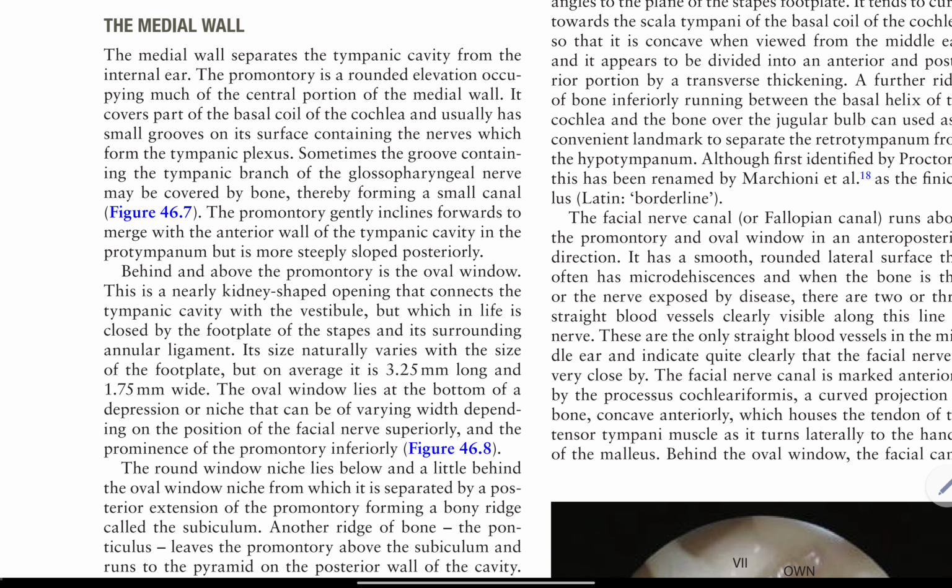The medial wall. The medial wall separates the tympanic cavity from the internal ear. The promontory is a rounded elevation occupying much of the central portion of the middle medial wall. It covers part of the basal coil of the cochlea and usually has small grooves on its surface containing the nerves which form the tympanic plexus. Sometimes the groove containing the tympanic branch of the glossopharyngeal nerve may be covered by bone, thereby forming a small canal. The promontory gently inclines forwards to merge with the anterior wall of the tympanic cavity in the protympanum, but is more steeply sloped posteriorly.